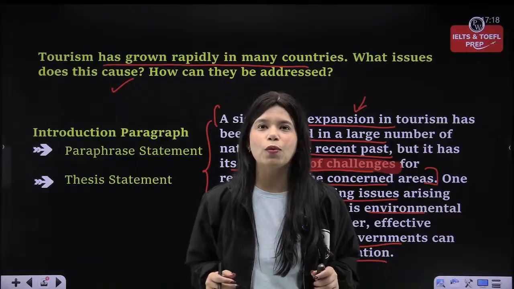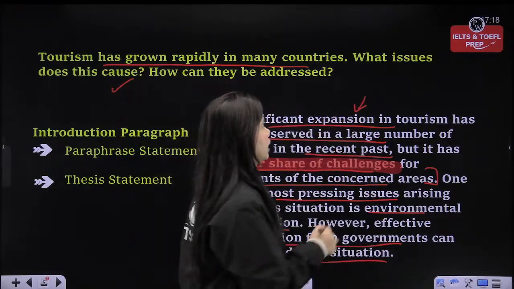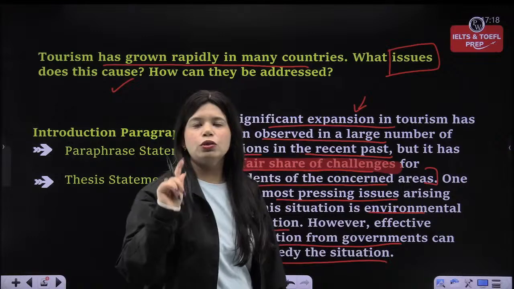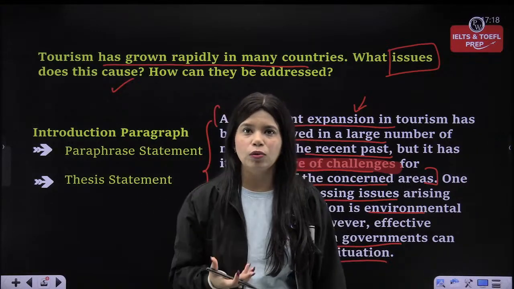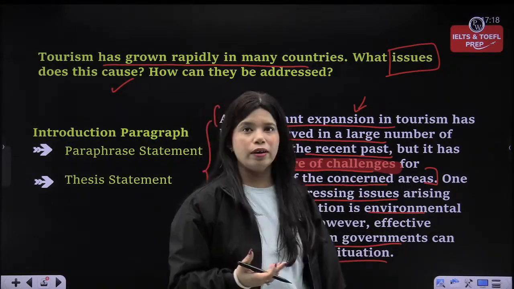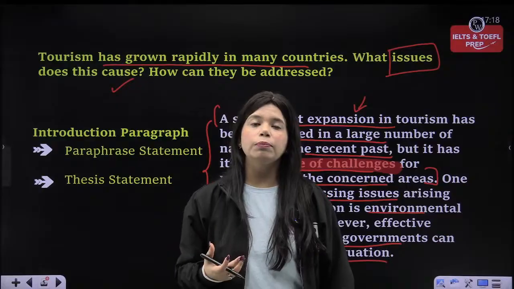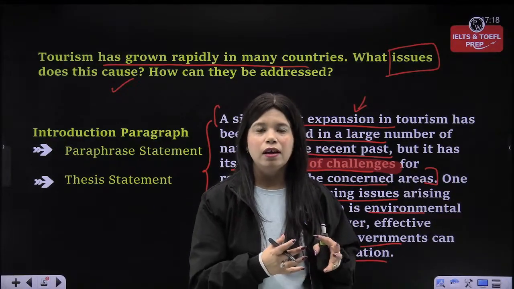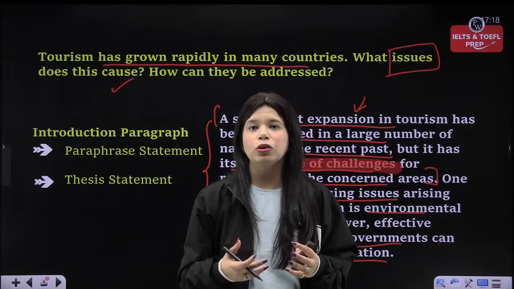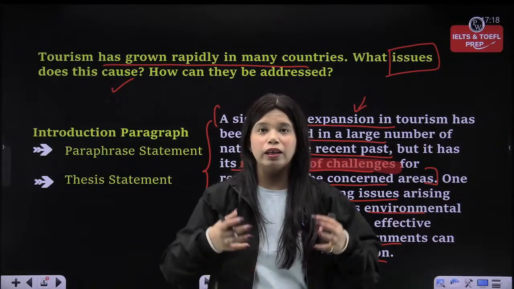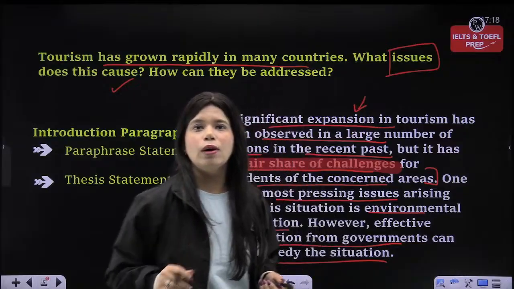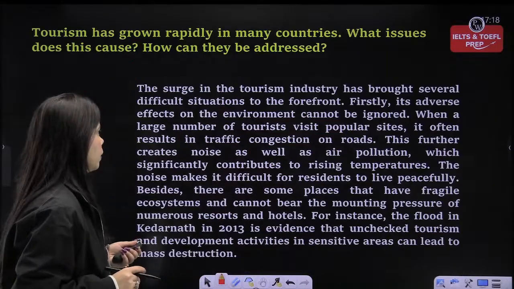Let's now move to body paragraph 2 and talk about issues in detail. क्या issues थे? Issue number 1 was environment को harm होता है, environmental degradation, which is already written here. And issue number 2 was that some ecosystems are sensitive, some places are sensitive, and they cannot bear the pressure of construction activities there. So they might collapse. That was problem number 2. Let's see how I have developed it in body paragraph 1.